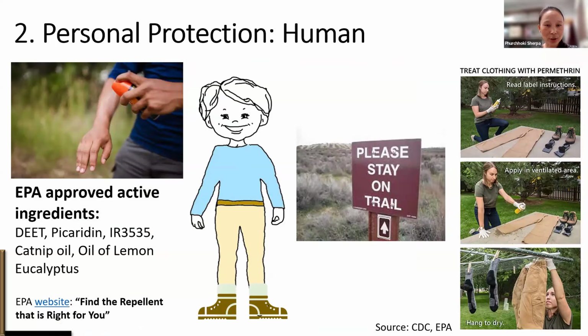And then the other daily thing that you can do, which is less expensive, is implementing personal protection by using EPA-approved repellents. Always look at the active ingredients like DEET, picaridin, IR3535, catnip oil, or oil of lemon eucalyptus. I have seen there are a lot of products containing DEET, and that does work, and I use that myself too.